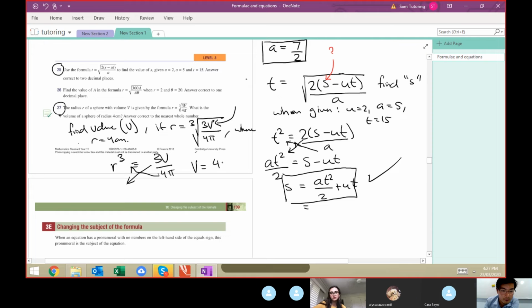4 pi r cubed over 3. Hey, this looks familiar. This is something you've probably seen in year 10. Maybe. I do hope that's familiar. And when you punch it in, you get 4 over 3 pi 4 cubed, and that's your answer. 4 cubed is 64. It's a pretty large number.